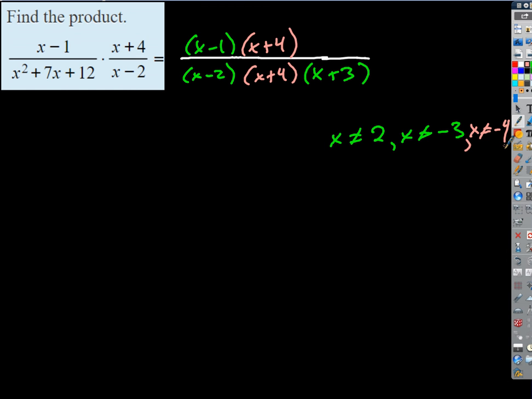Okay? Can I simplify this a little bit? Yeah, I've got some common factors there that I could cancel, right? And so my answer ends up looking like x minus 1 over x minus 2 times x plus 3. Now, I could leave it in factor form, or if I wanted to, I could expand the bottom out and write it as a polynomial in standard form divided by a polynomial in standard form.